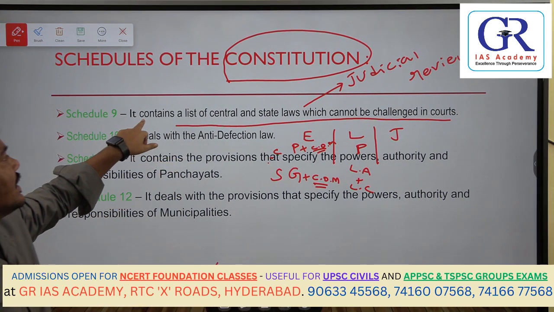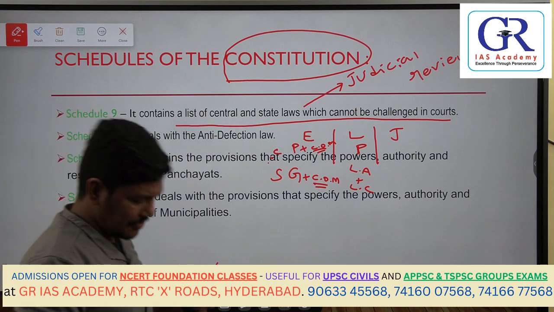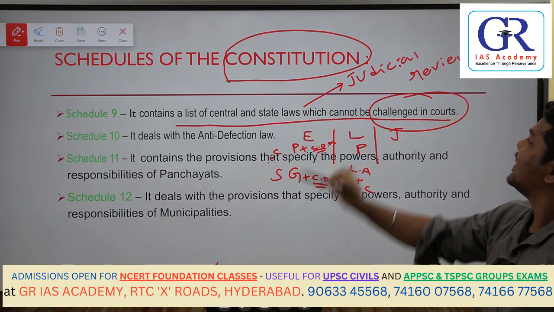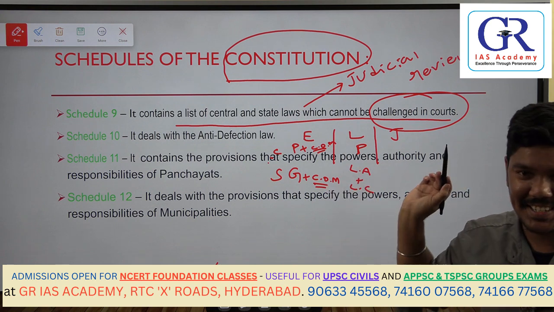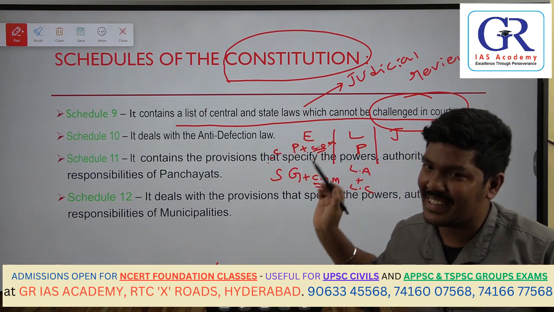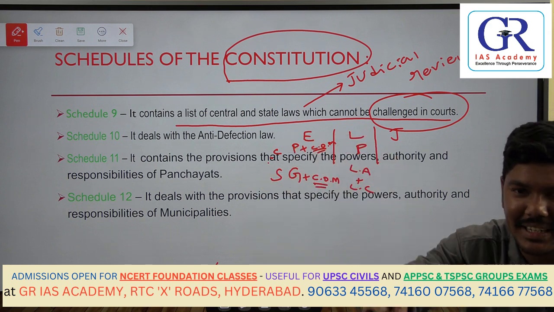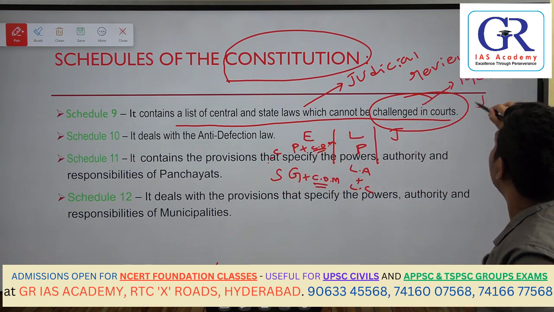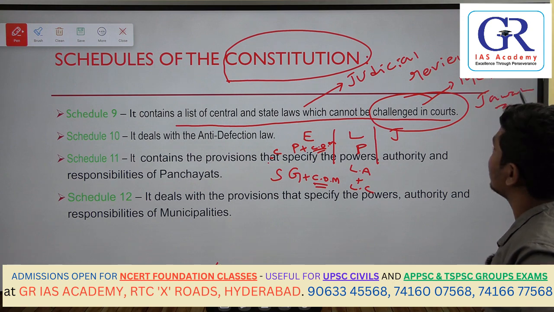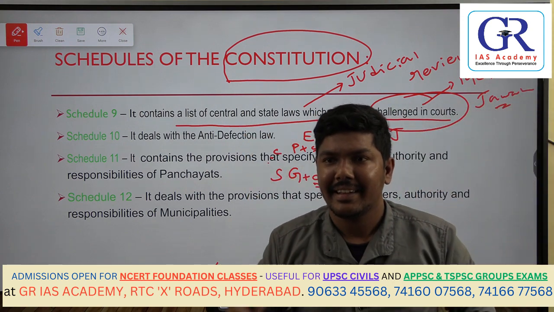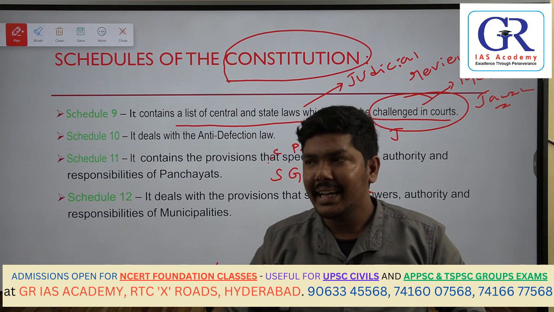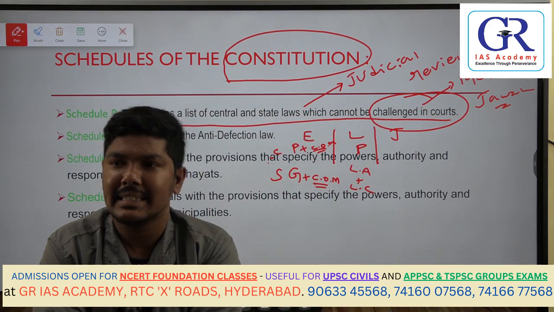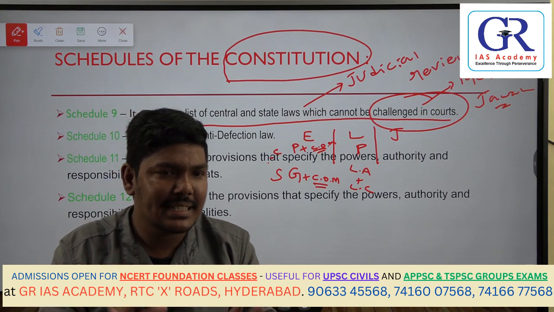If you read that again, it contains a list of central and state laws which cannot be challenged in the courts. This is an exclusive privilege. A new schedule was created in the year 1951, by Jawaharlal Nehru's government. Why was this schedule created? As well as other in-depth important things, we will discuss when we discuss that schedule in detail. But let me explain in a nutshell why.